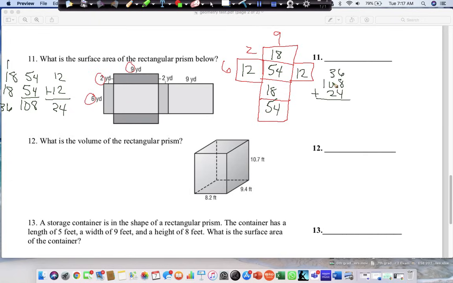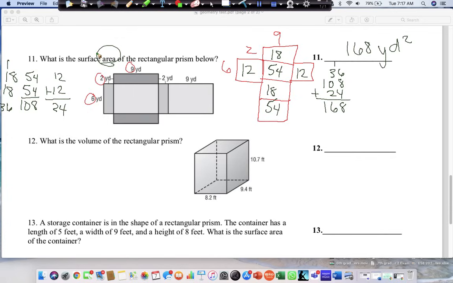Or however best you would like to add those three numbers together. You could add two of them and then add it to the third one. Whichever way you'd like to do it is fine by me. So 6 plus 8 is 14, plus another 4 is 18. Carry the 1. 1 plus 3 is 4, plus 2 is 6. And then we have our 1 here. So our answer is 168 yards squared. Again, this is surface area, and area is always squared.